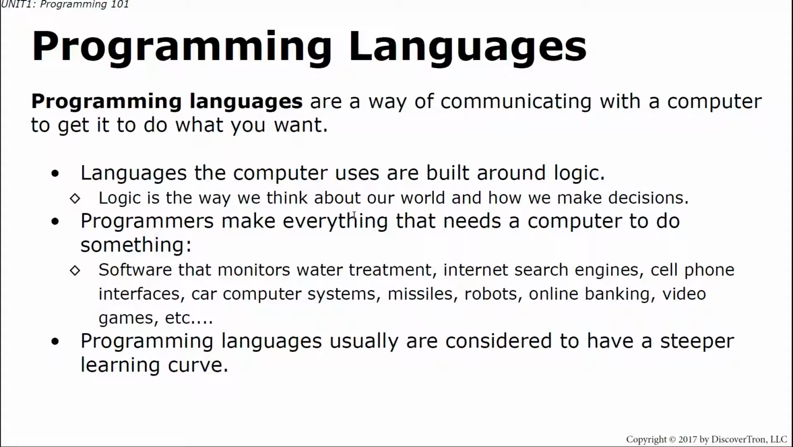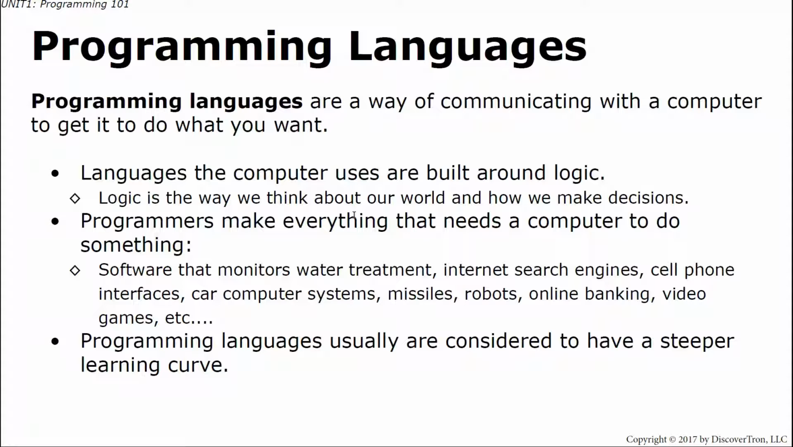Okay, for example, someone has programmed your mind to allow you to know that something might be dangerous even though you've never experienced that. And that's what we're trying to do with a computer, to get it to think with us giving it information. Now, programmers make everything the computer needs to do something. It could be software that monitors water treatments, your internet search engine, cell phones, computers in your cars, missiles, robots. I mean, basically anything with electricity these days has some sort of computer attached to it.